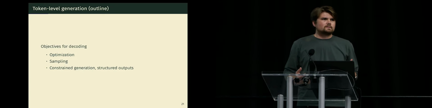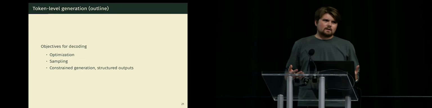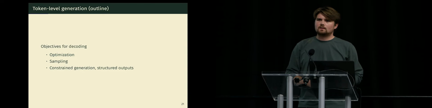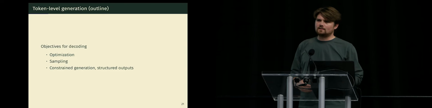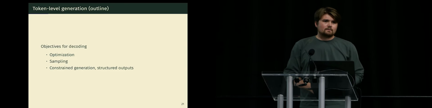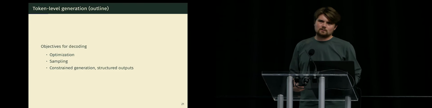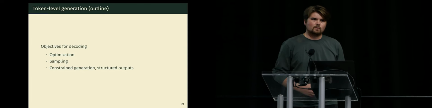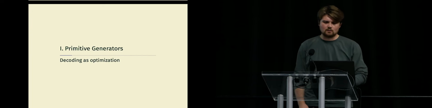So there are a few different ways of conceptualizing generation from language models. One of the earliest and historically very popular ways of thinking about decoding is as an optimization problem, where you want to maximize some score. Maybe it's the probability of the sequence. Then we're going to talk a little bit about sampling, which is basically the dominant method for primitive generators today. And then lastly, we'll talk a little bit about constrained generation. So what happens when you want to generate according to some kind of structural constraint in the outputs.